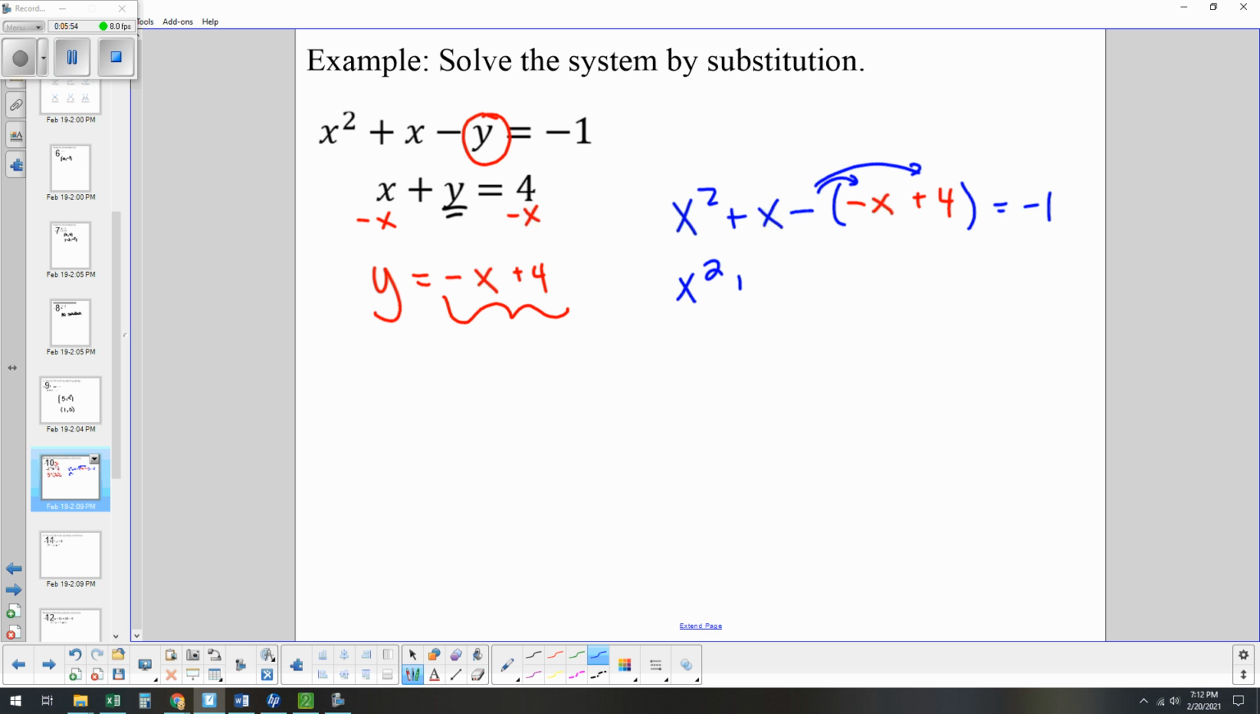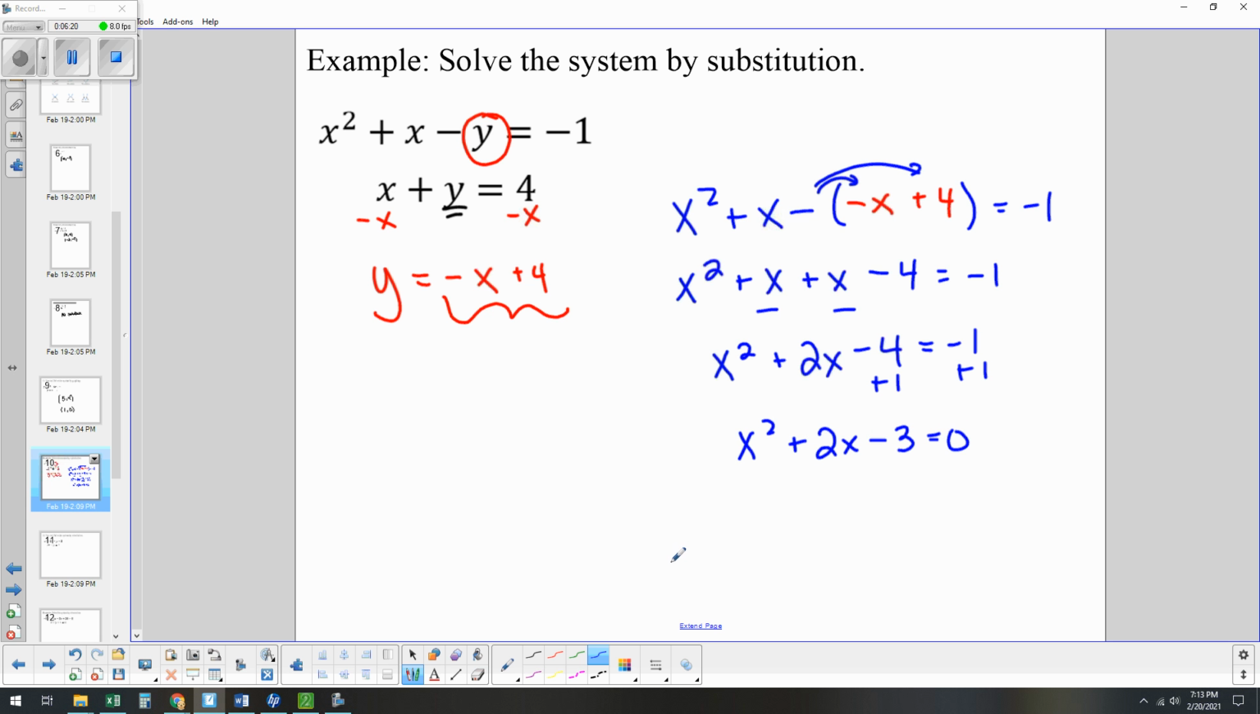So we have x squared plus x minus a negative x is plus x minus a positive 4 is minus 4. So if I combine my like terms, and then I can add 1 because I always want a quadratic equal to 0 if I have an x squared and an x term. I could also solve this by completing the square if I wanted to, but this one's probably quickest to solve by factoring. Because if I look at this, I'm looking for what multiplies to negative 3 and adds to positive 2. That's a positive 3 and a negative 1.